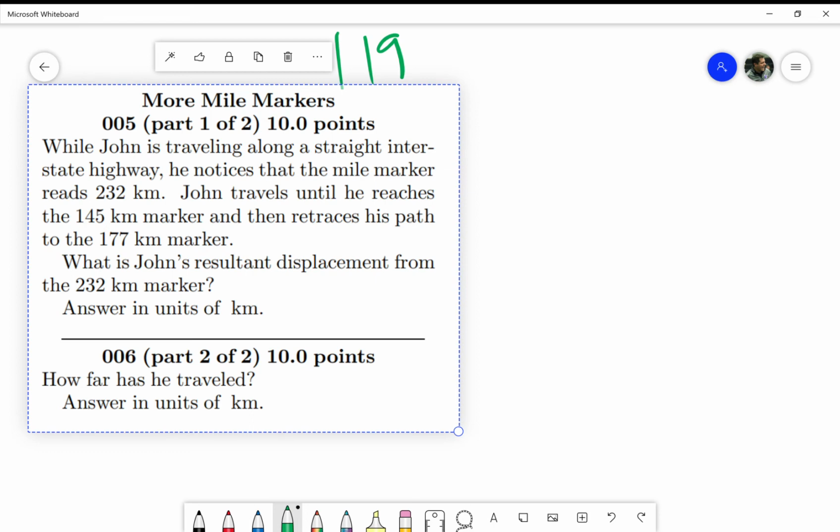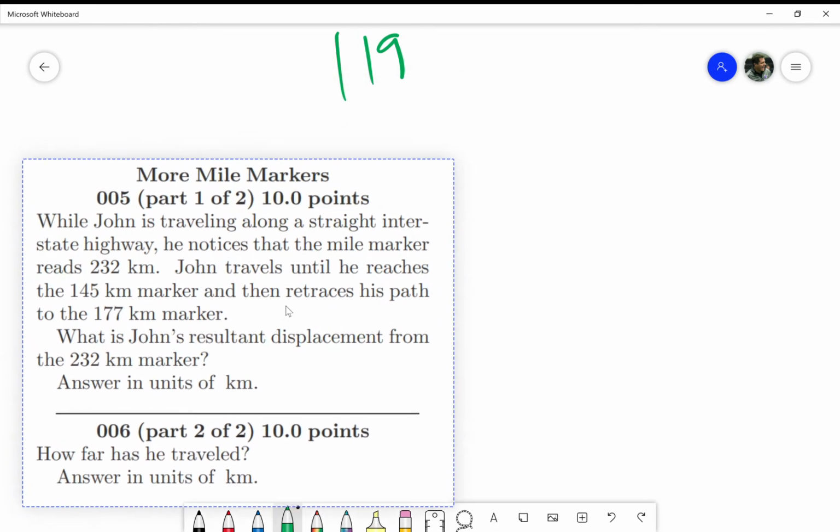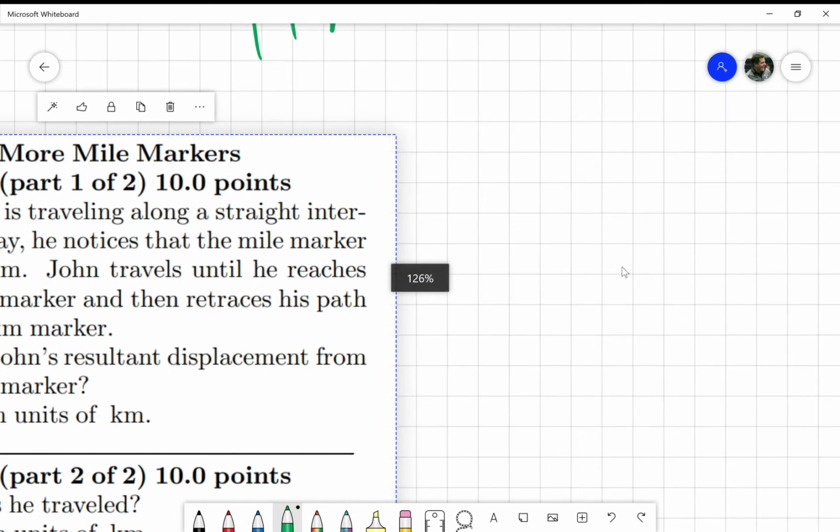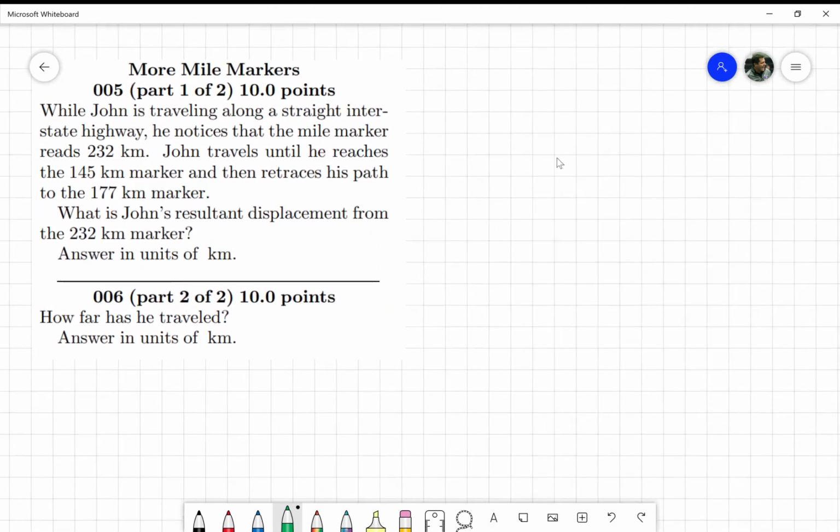All right, here's the next couple problems, 5 and 6. Oops, zooming, there we go, I can do it.